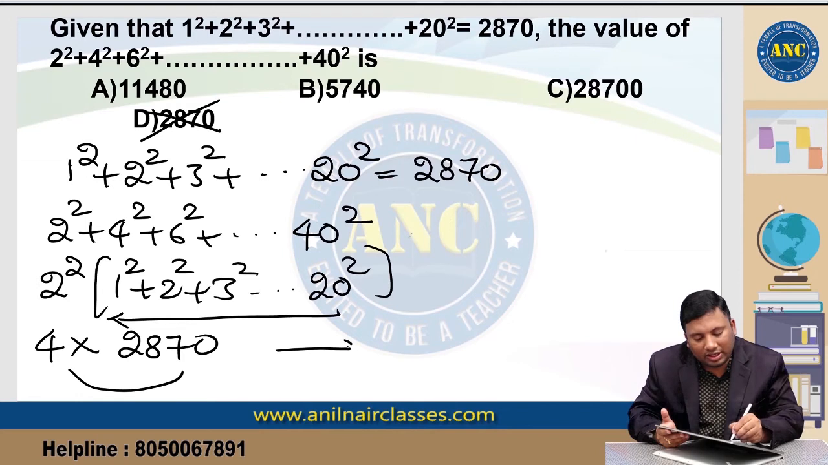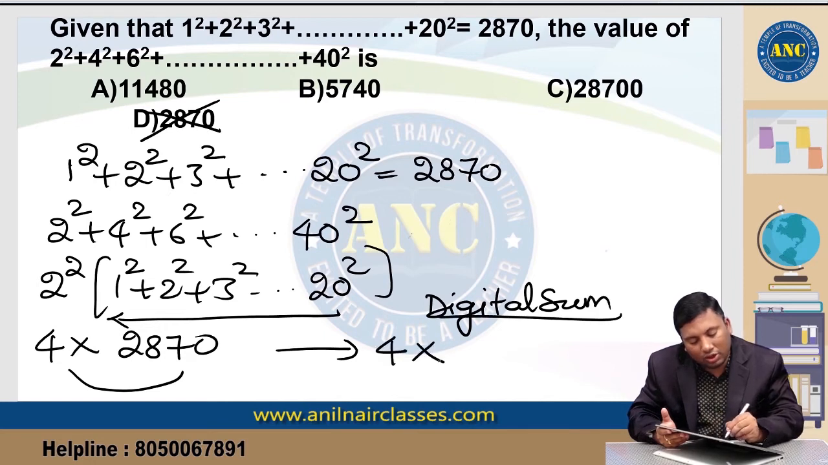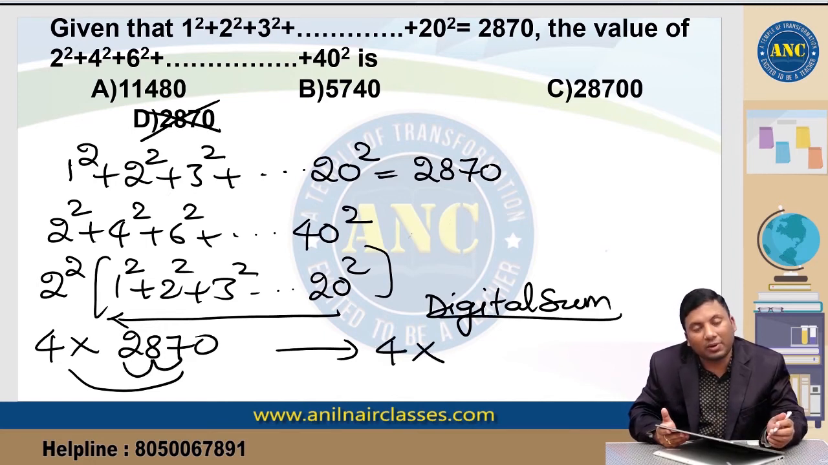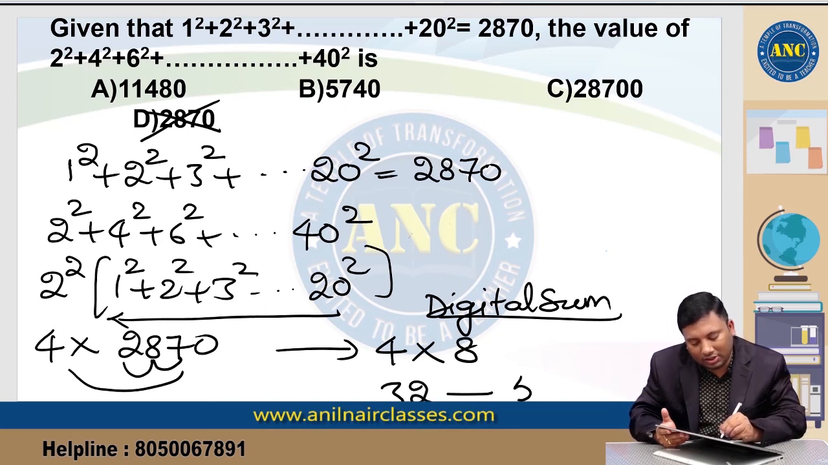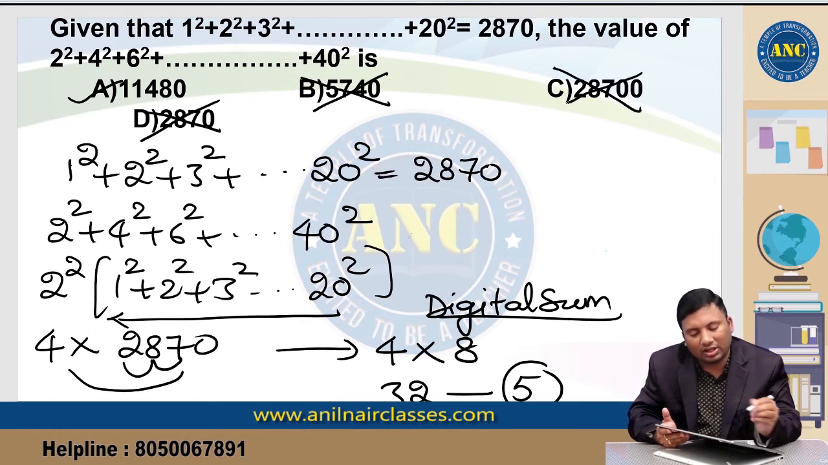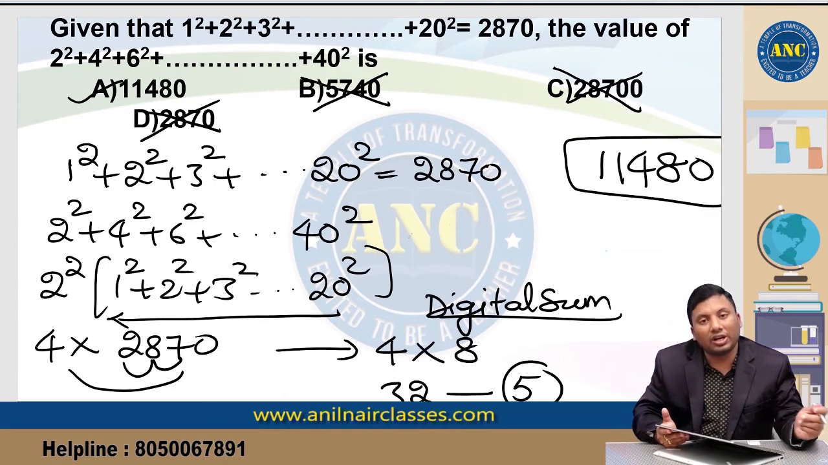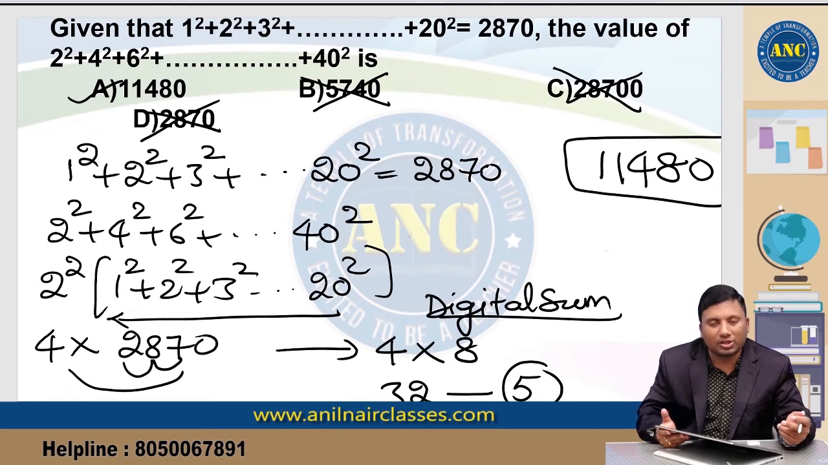So 4 into 2870. You can use a digital sum concept here. 4 into (2 plus 8 is 10, 1, 1 plus 7 is 8). 4 eights are 32. 3 plus 2 should be 5. This seems to be giving you the 5 option. 12 plus 4 is 16, it is 7. 7 plus 2 is 9, it is not the answer. So the answer for this question is 11480. You don't need to solve these multiplications to prove something. Not at all required. I hope the idea is clear.